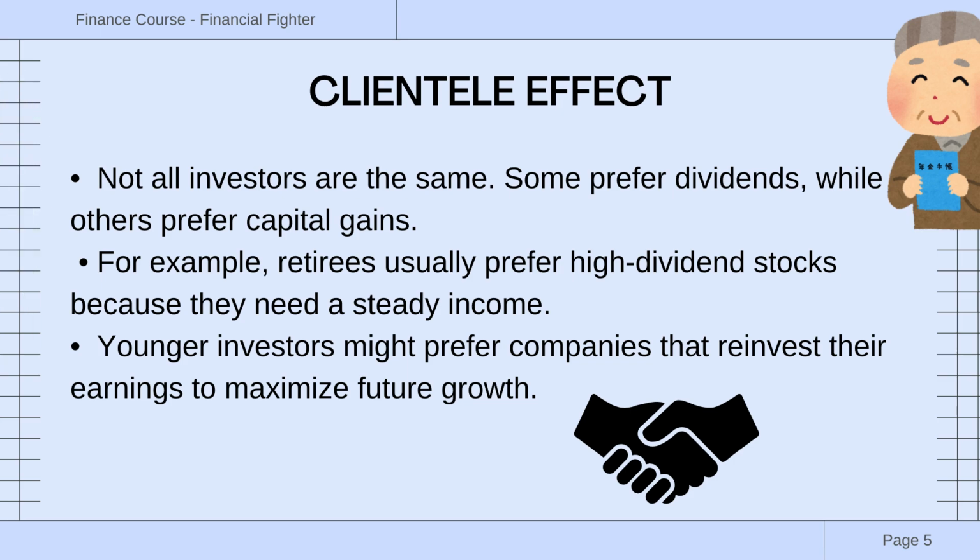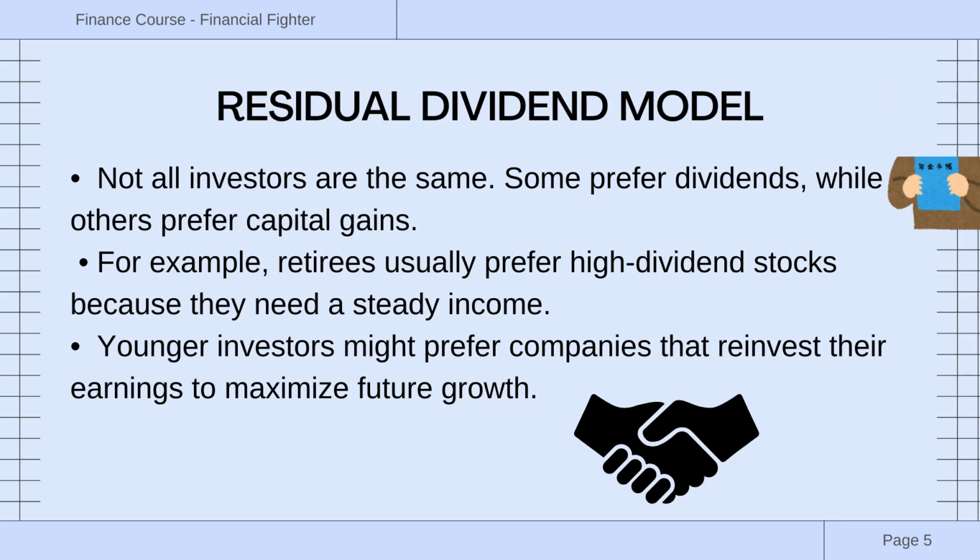Clientele effect. Let's talk about the clientele effect. Not all investors are the same. Some prefer dividends while others prefer capital gains. For example, retirees usually prefer high dividend stocks because they need a steady income. Younger investors might prefer companies that reinvest their earnings to maximize future growth. So, companies try to attract the right type of investors by adjusting their dividend policies.